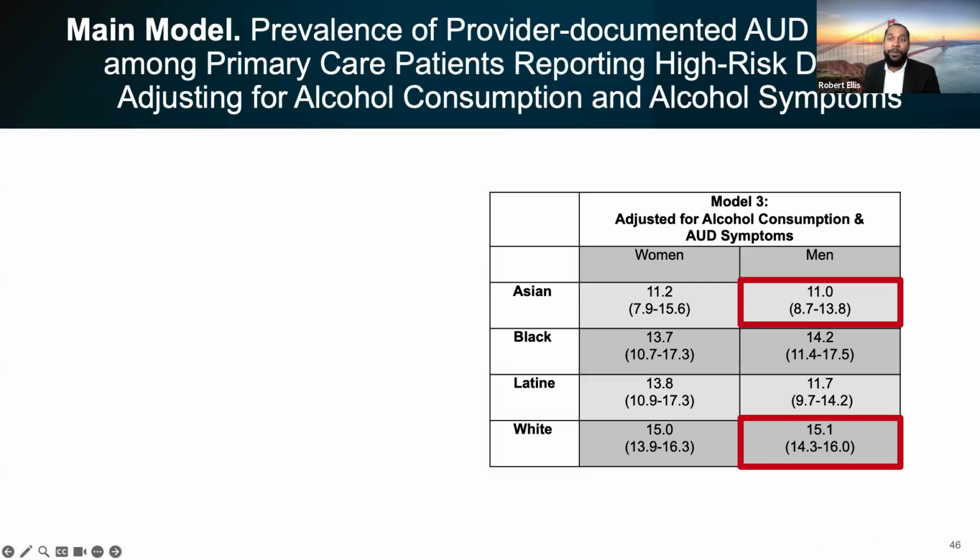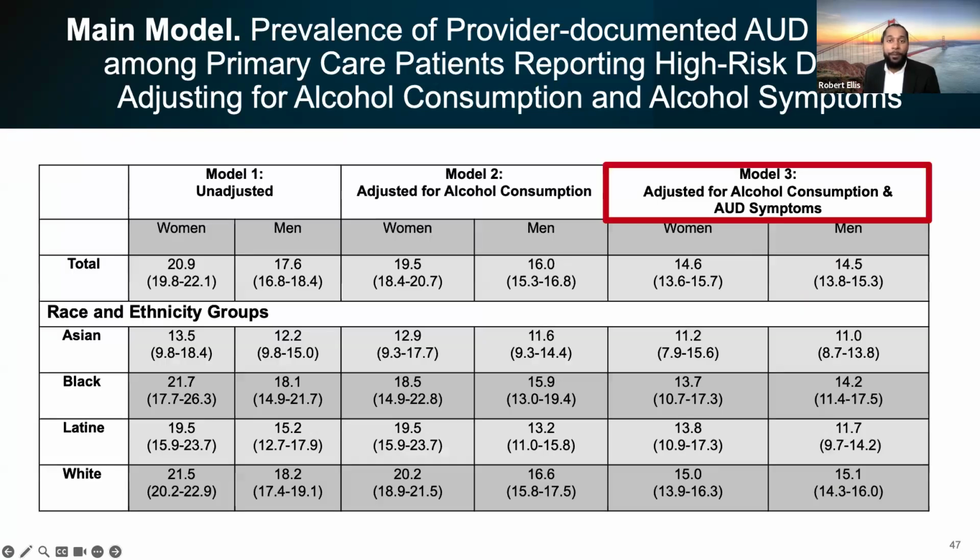And the model adjusting for both alcohol consumption and AUD symptoms showed that provider documented AUD differed, but the range was substantially reduced, ranging from 11.0% in Asian men to 15.1% in white men. And also note that the intersectional subgroup with the highest prevalence of documented AUD also changed. And so overall, we see an attenuation of provider documented AUD as we adjust for both the alcohol consumption and the AUD symptoms.